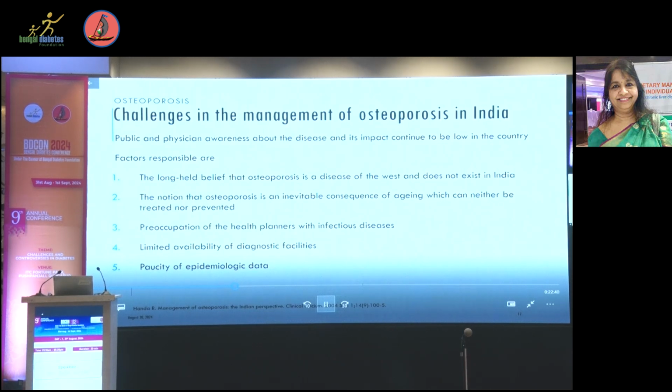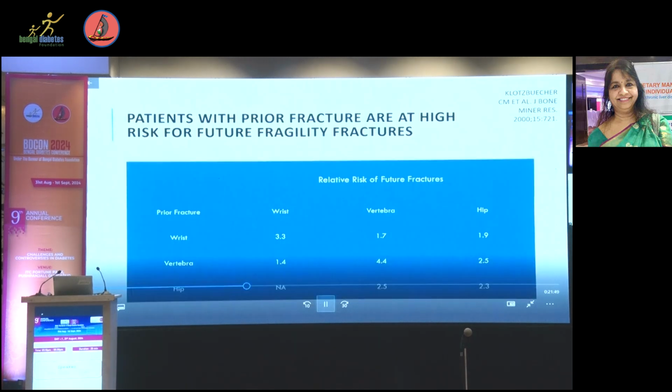When you take osteoporosis in India, public and physician awareness about the disease and its impact continue to be low in our country. The long-held belief that osteoporosis is a disease of the West and does not exist in India. The notion that osteoporosis is an inevitable consequence of aging, which can neither be treated nor prevented. Preoccupation of the health planners with other conditions, infectious disease, other non-communicable diseases, limited availability of diagnostic facilities across the country, and paucity of epidemiologic data. I wouldn't really say this because I think plenty of research has been done in our country on normative data, on epidemiologic data. Still more can be done.